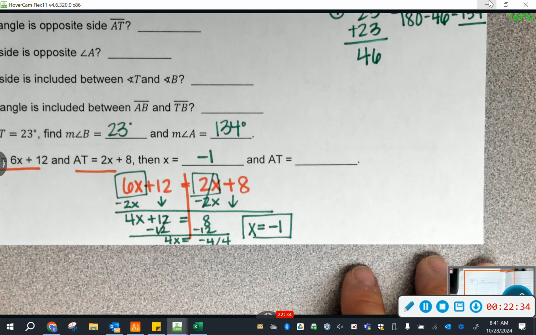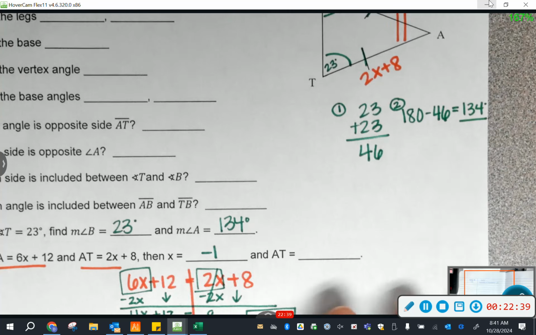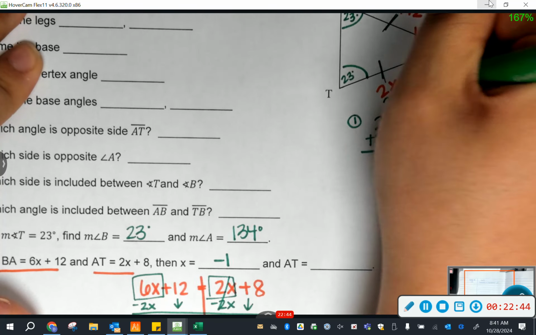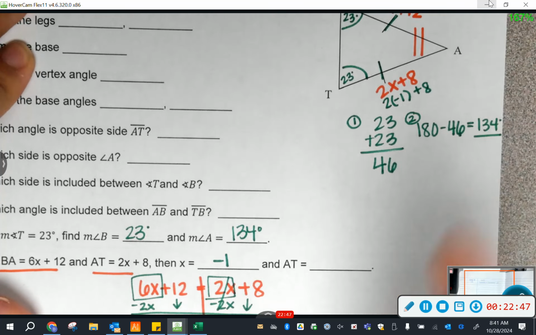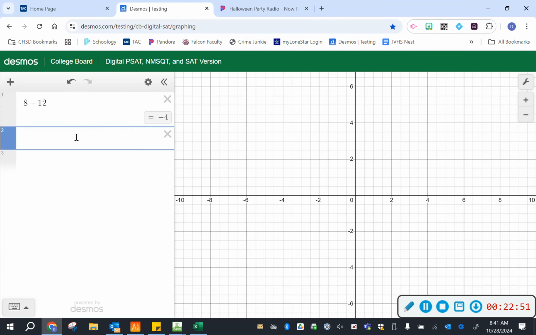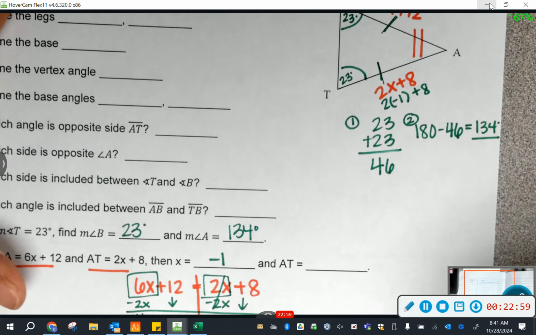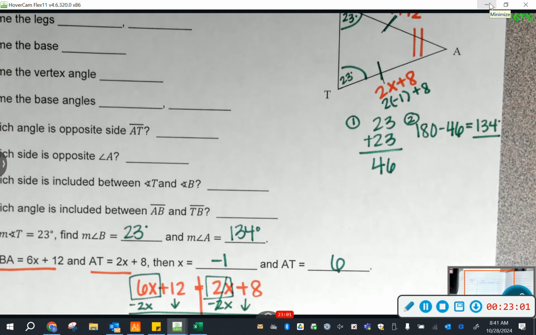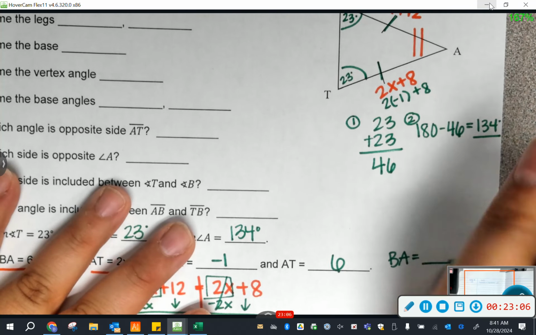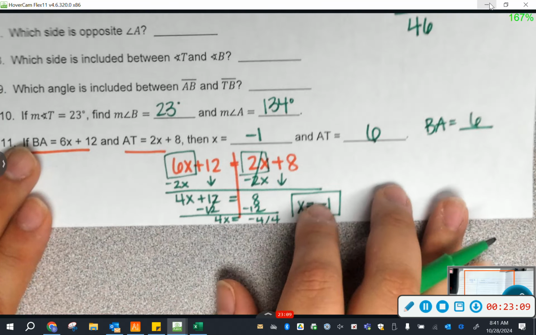How do we find AT? Plug it in. So instead of x, what am I going to plug in? What is 2 times negative 1 plus 8? And again, if you're not sure, you have this beautiful calculator that can do it for you. And what do I get? 6. So AT is 6. And just to go a step further, what would BA be then? 6. Why? Because they're the same.